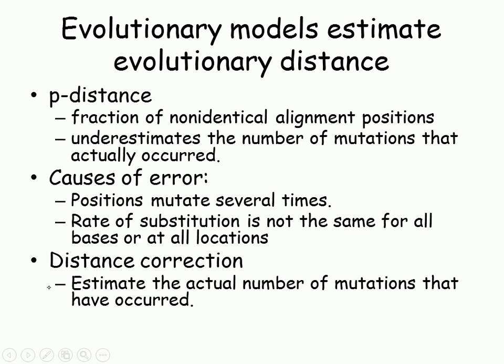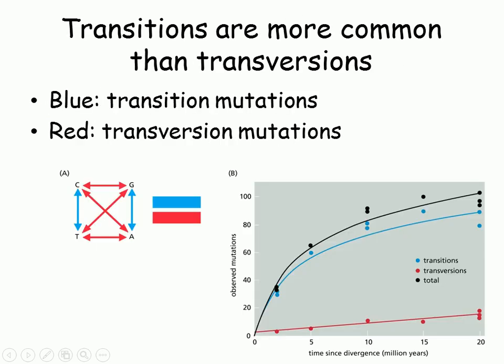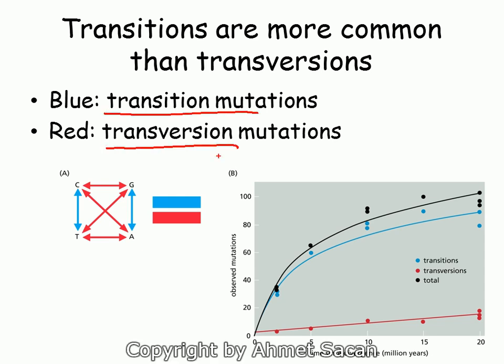All right. So to handle these causes of error, we usually do a distance correction, and the distance correction tries to estimate the actual number of mutations that have occurred. So we can look at the p-distance and try to come up with a corrected distance measure. So one observation is that transitions occur more frequently than transversions.